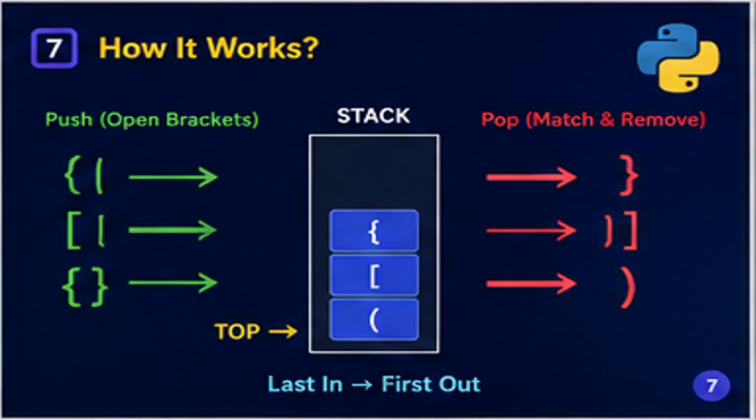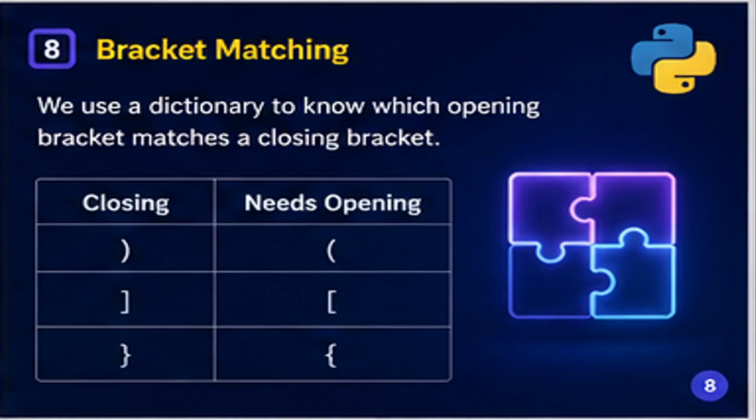Instead of writing multiple if-else statements, we'll use a dictionary. It stores which opening bracket belongs to each closing bracket. Closing parenthesis matches opening parenthesis. Closing square bracket matches opening square bracket. Closing curly brace matches opening curly brace. This makes the code shorter, cleaner, and much easier to understand.